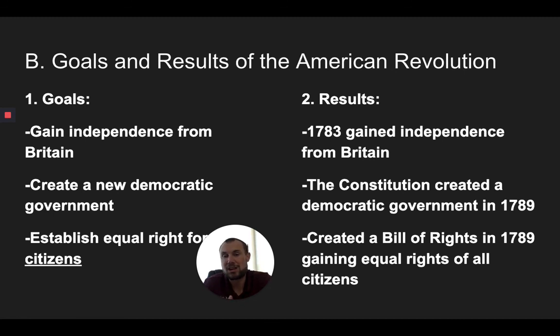Now, what the American Revolution did, it gave us our first democratic country, our first experiment with democracy. And it also showed that if people didn't like their government, they could overthrow it. And we're going to see our next example in the French Revolution not go so well.